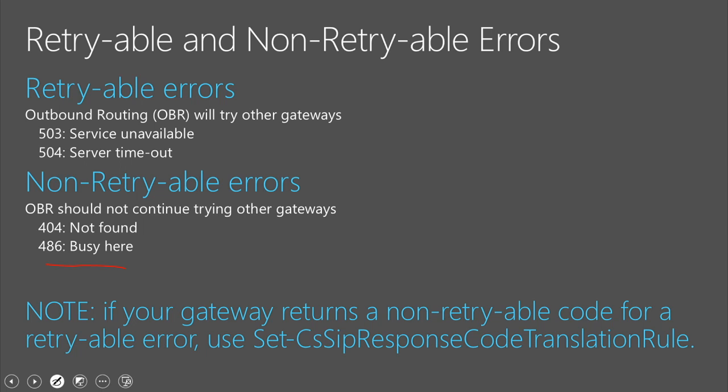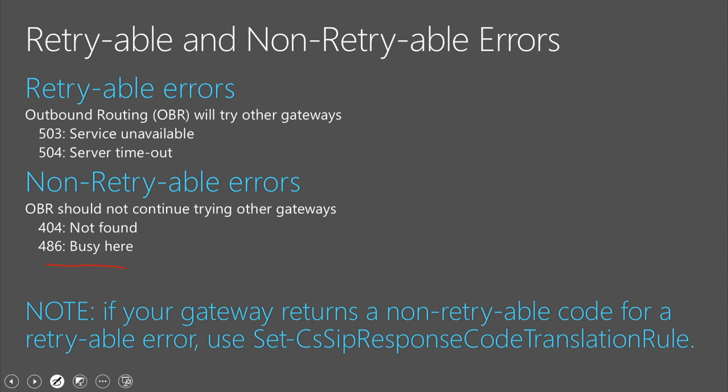Non-retriable errors would just be, hey, we got out to the PSTN fine, but it was just busy, right? The subscriber was already on the phone, or you dialed a number that's not in service. It doesn't matter which gateway you try. Any gateway you try, the number would still not be in service, so outbound routing won't retry those.